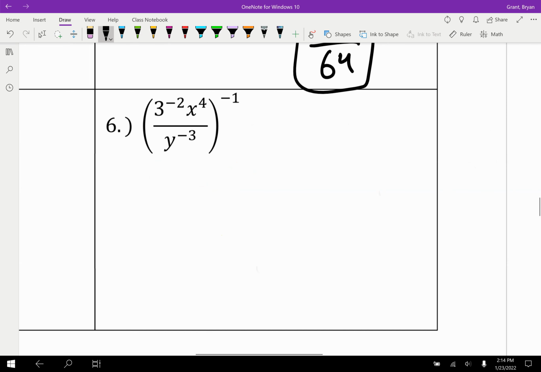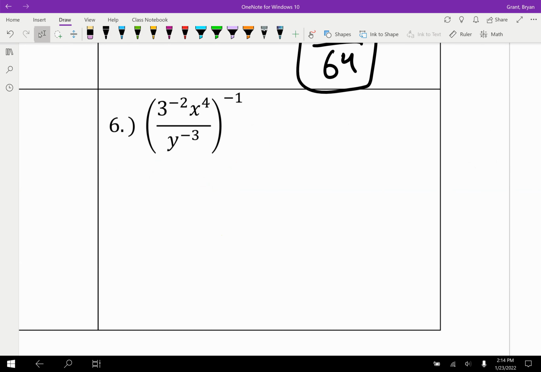Last but not least, and this one is a little bit tricky here, I'll go ahead and distribute the exponent again. I think that'll make this a little bit more clear. That's going to give me 3 to the positive second, x to the negative fourth, y to the positive third. Now this is a little bit strange, and I saw some students try and move everything here. We have 3 different terms. We have 3 squared, x to the negative fourth, and y cubed.